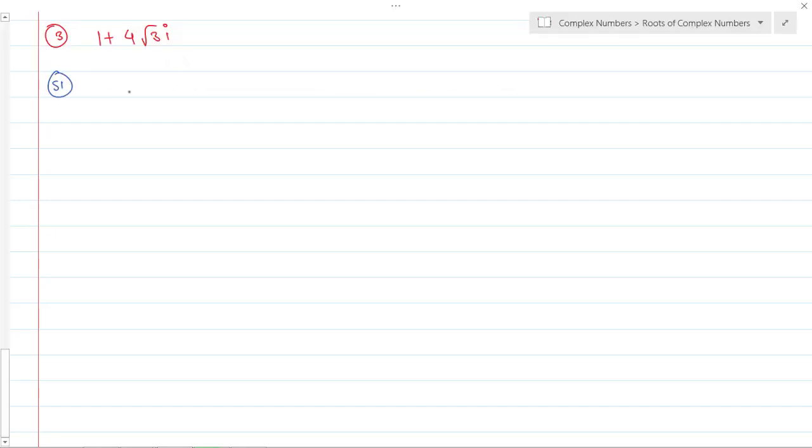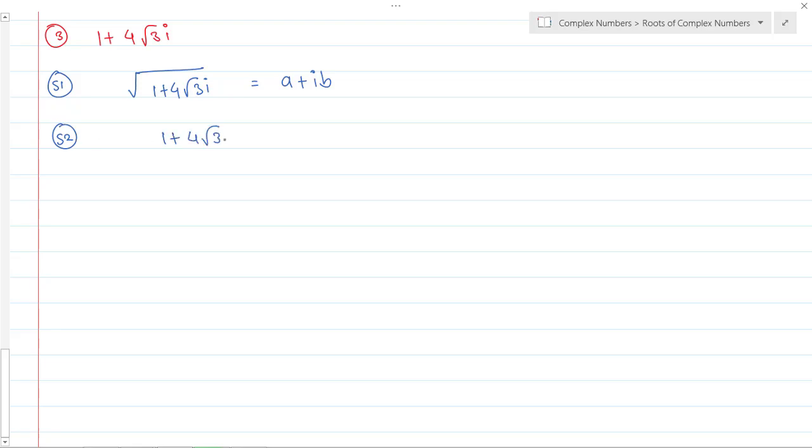Step number 1, give the square root. So √(1 + 4√3 i). Do not worry about this being under the root of a root. You proceed as we proceeded for the previous question. So step 2 is what? Take the squares on both sides.